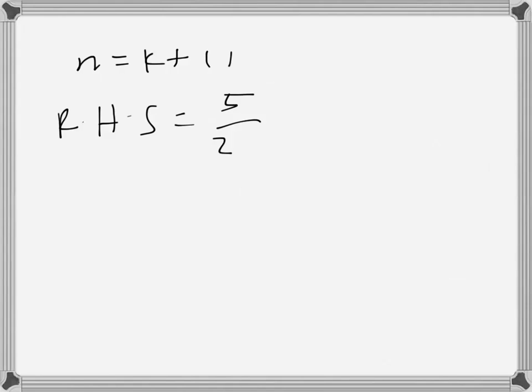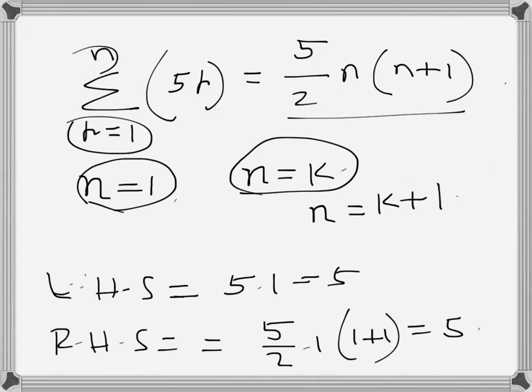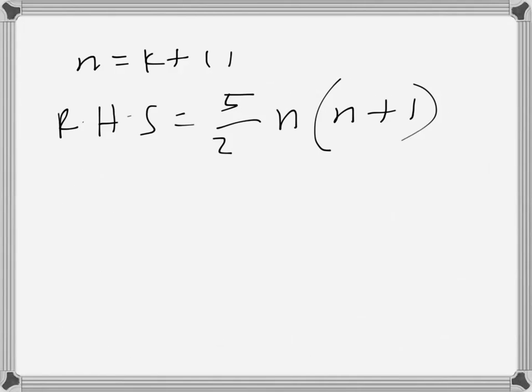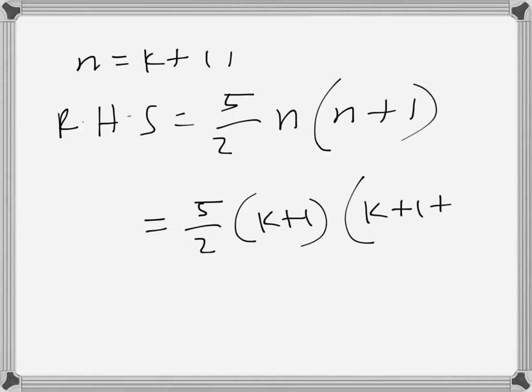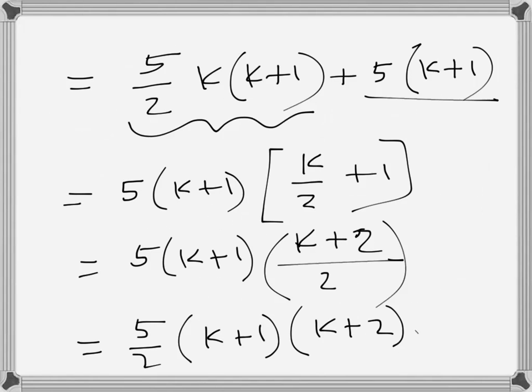So what is the right hand side when n is equal to k plus 1? So the right hand side is 5 over 2, first I will write in terms of n, so that's n times n plus 1 there, as we saw the right hand side there. So here when n is equal to k plus 1, it becomes k plus 1 here, and this is k plus 1 plus 1, so basically 5 over 2 times k plus 1 times k plus 2. So this is the same as the left hand side, which is here, this one.